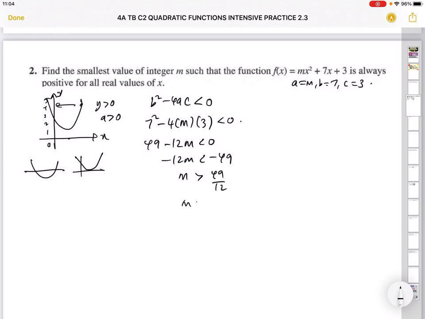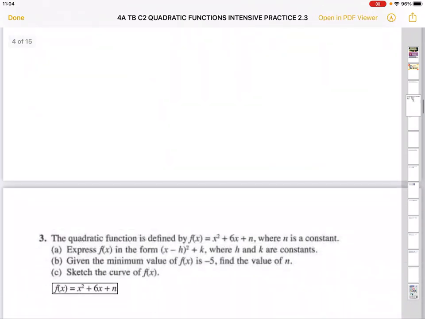Now for me, I would like to write it as a mixed number, 4 and 1 over 12, so I can see clearly that the smallest integer value of m should be what? If m is more than 4 and 1 over 12, m should be just 5. Alright, so moving on to question number 3.